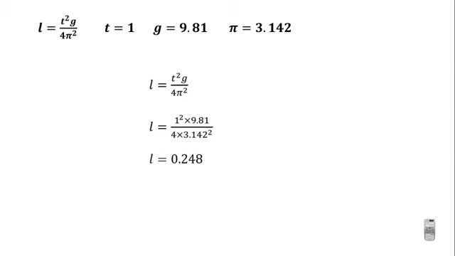Once again, if you watch the video on approximation, I explained in detail how you can do that manually and how you can also use your calculator to do it. So if you don't understand this, watch that video and it was explained in detail there. So we've been able to make L the subject of the equation, and we have also been able to find L when T is equal to 1, G is equal to 9.81, and pi is equal to 3.142.